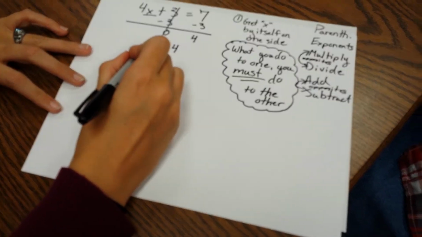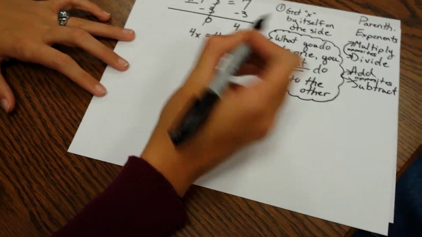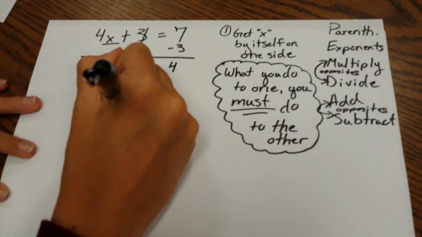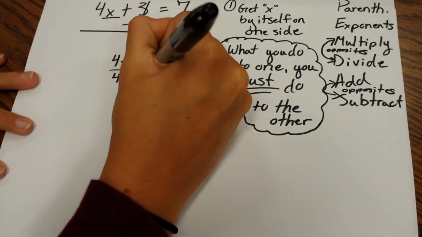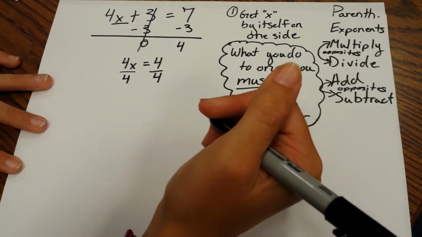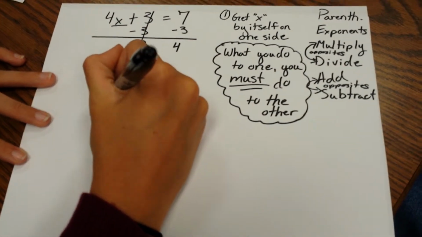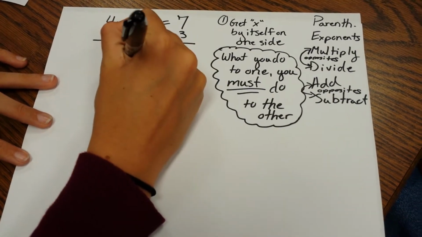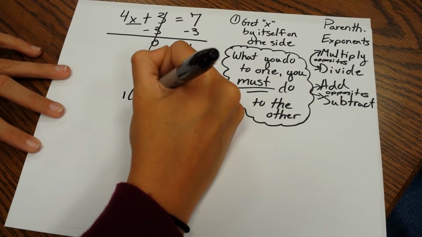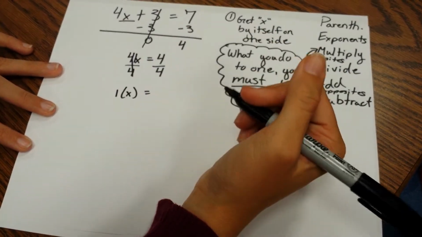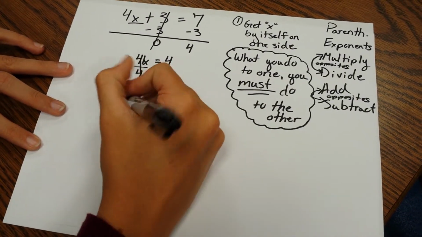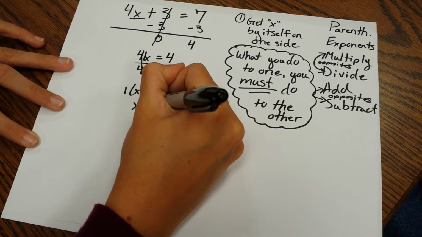Now we have 4 multiplied times x. So what's the opposite of multiplication? Division. So we want to divide by 4. Divided by 4. What is 4 divided by 4? 1. Right. So these go away because that's just 1. So this is 1 times x equals, again, 4 over 4 is 1. 1. And 1 times x would just be x.